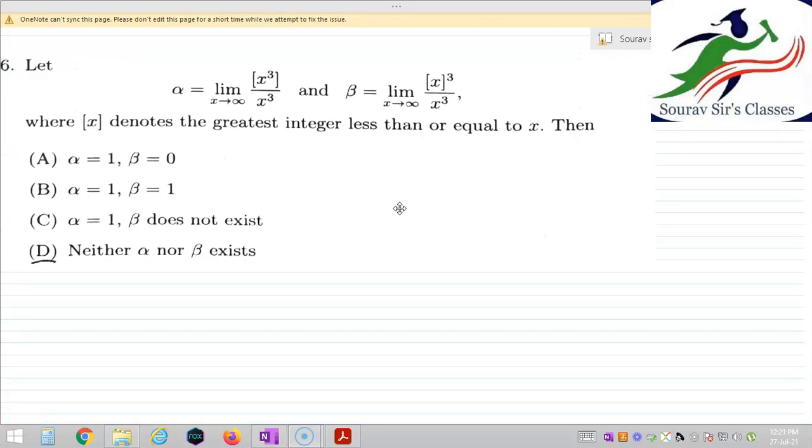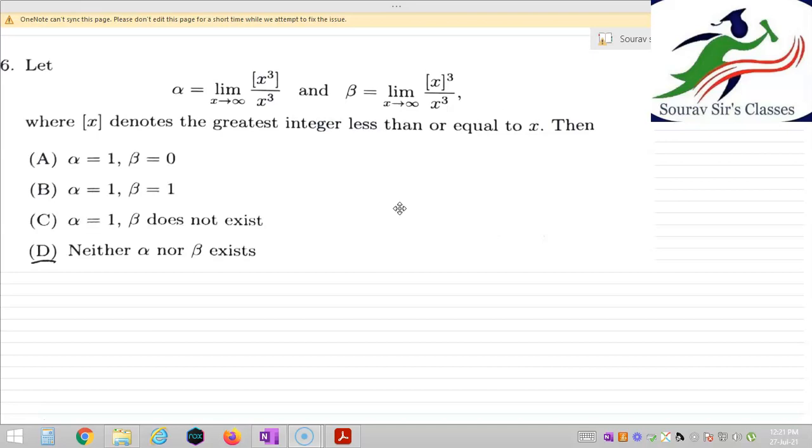So let's solve question number 6. Question number 6 says that alpha is equal to the limit as x tends to infinity of the greatest integer of x cube divided by x cube, and beta is equal to the greatest integer of x, whole cube, divided by x cube, where [x] denotes the greatest integer less than or equal to x.